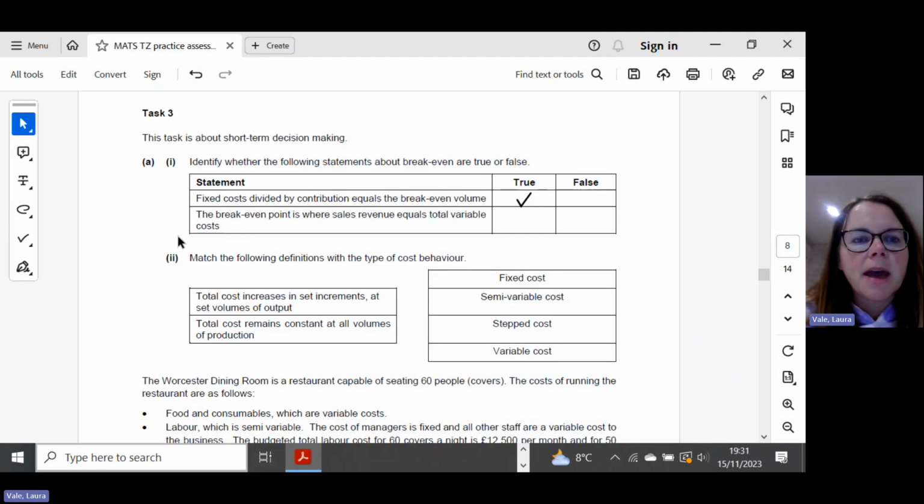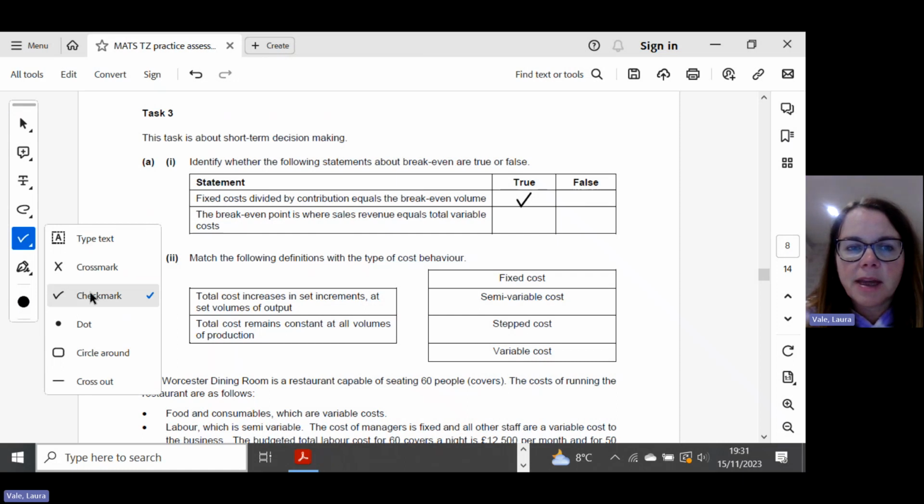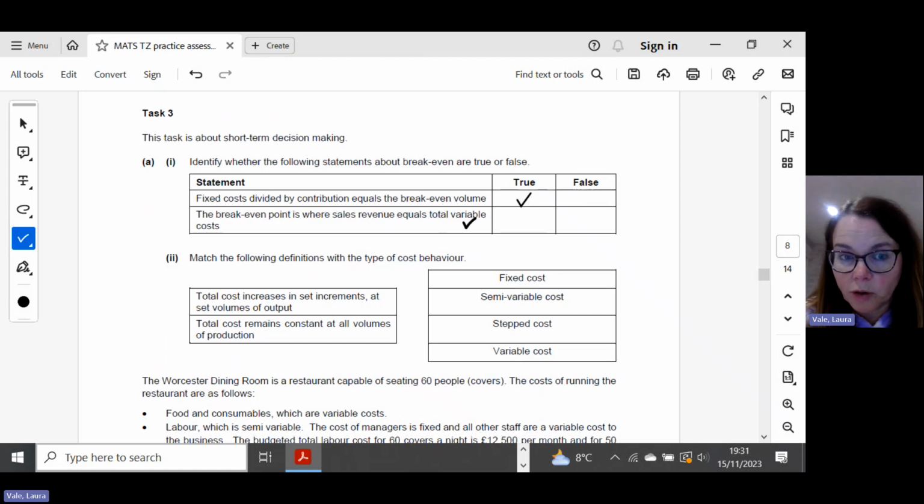Right, there we go. The break-even point is where sales revenue equals total variable costs. Well, no, the break-even point is where sales revenue equals total costs, so not just the variable ones.